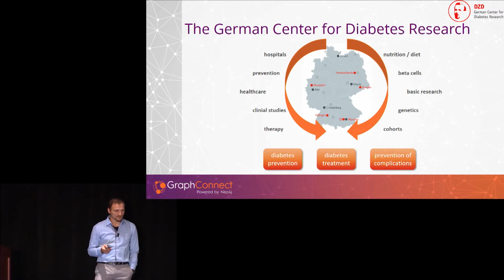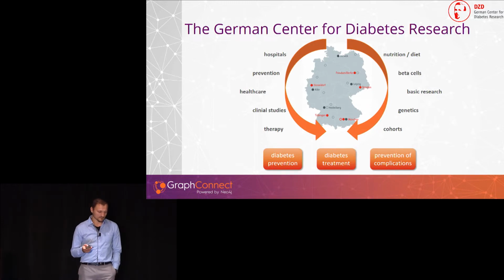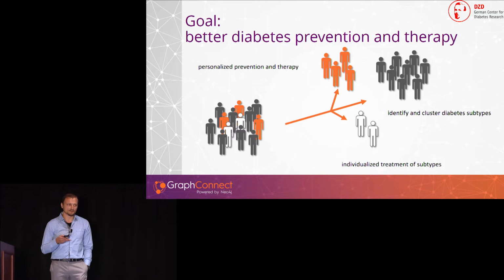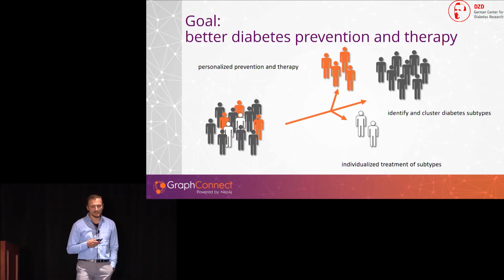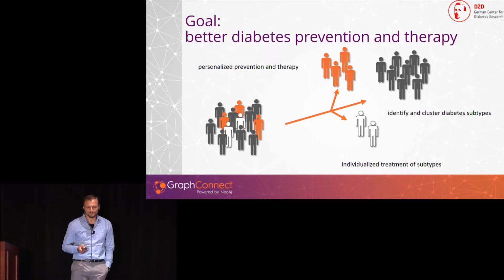And our main goal is to prevent diabetes, to treat diabetes, get new treatment for patients, and to prevent these complications that I showed you. Talking about prevention, we want to prevent diabetes in these subtypes, let's say type 1, type 2, or some other new types that are currently under investigation. And we want to identify them with some intelligent algorithms, and we want to treat them individualized.